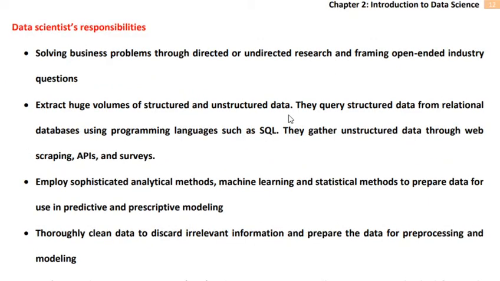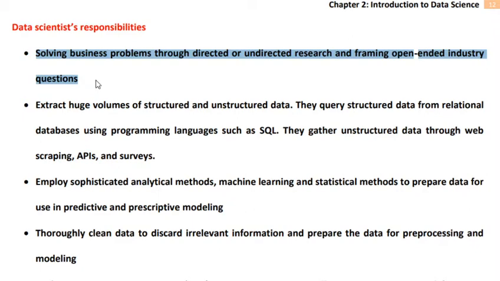So let us try to identify some of the responsibilities that are assigned to data scientists, right? So first one is solving business problems through directed or undirected research and framing open-ended industrial questions. So this is very much essential, right? Here data scientists are expected to provide solutions to the problem, either through direct research or indirect research, right?